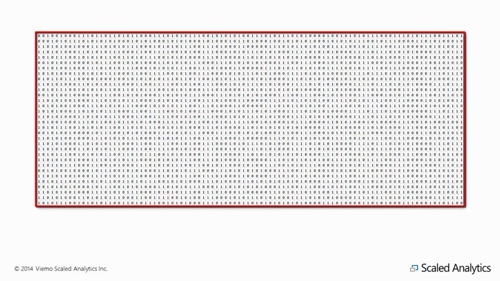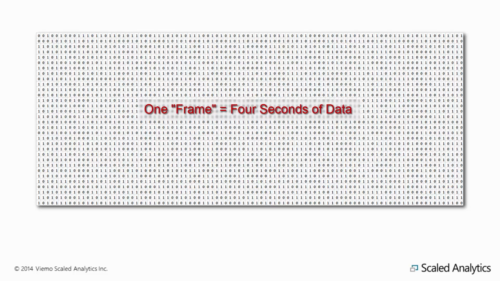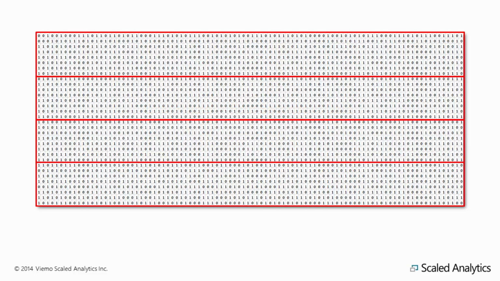The bits that I have just grouped together make up what's referred to as a frame. A frame of data represents 4 seconds worth of actual flight data. 4 seconds of data isn't really the most intuitive time frame to work with, so we're going to divide our frame into 4 equal parts. Each subgroup of data now represents 1 second of actual flight data.